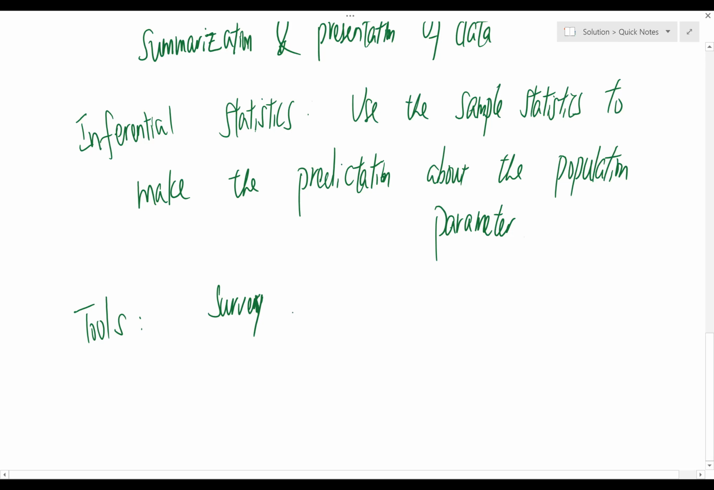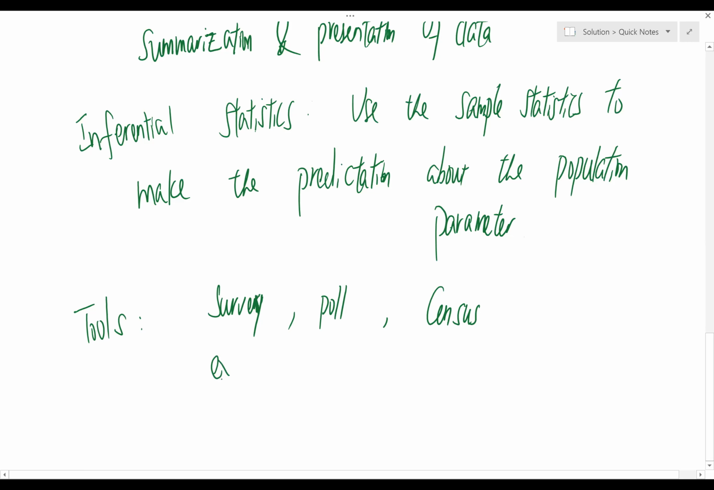And then we also have polls. A very famous one is the Gallup poll, right? They collect a lot of professional data, and they come up with a lot of conclusions from those data sets. Also something we are familiar with is the census. Every 10 years, the US government will collect data from every citizen of the United States. So this is what the census is, right? And there are a lot of different tools.